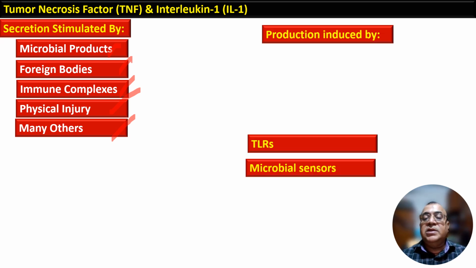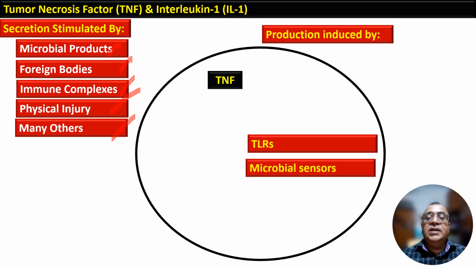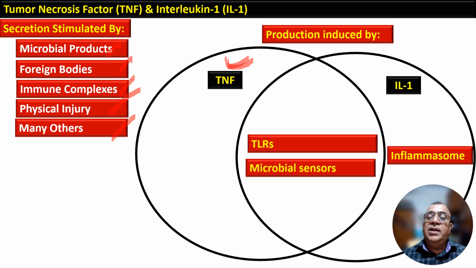Their production is induced by toll-like receptor recognition and some microbial sensors that are especially affiliated with the production of TNF, while the inflammasome activity, that is a multi-protein complex activity, will result in interleukin production.